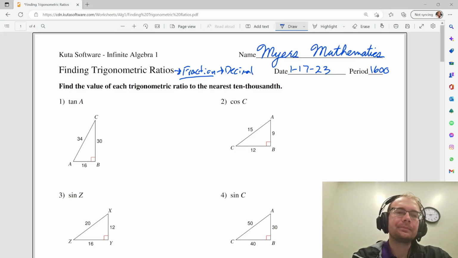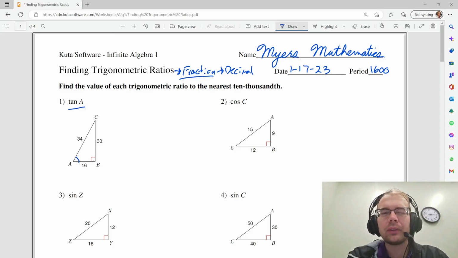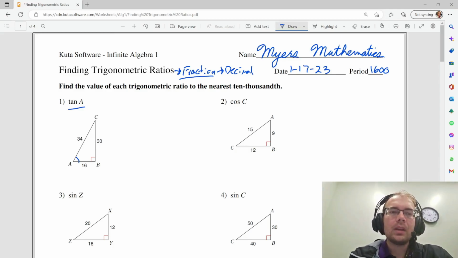For number 1, we have 3 sides. It's a right triangle, and we want to know what's the tangent of A. So A is right here, and if the point is A, then the angle is also called A, at least for triangles. If you have more complicated stuff happening, then it might not be the case. But for triangles, the names of the angles are usually the names of the vertices if they give you the names of the vertices. So that's angle A, and the tangent.